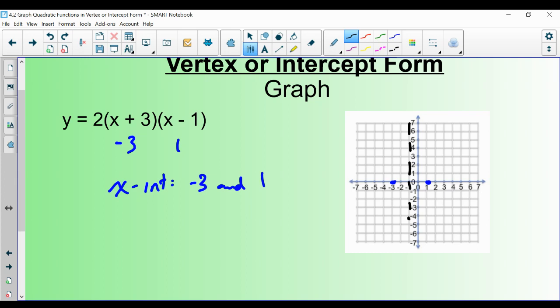However, that's not always going to be that easy to identify. And so what I can do is take the average of these 2 numbers, and that'll tell me the same thing. If I add negative 3 and 1 together and then divide them by 2, that's taking the average of them, right? Adding 2 things and dividing by 2 is taking the average of the two numbers. So I can do negative 3 plus 1 divided by 2. Negative 3 plus 1 is negative 2, and negative 2 divided by 2 is negative 1.